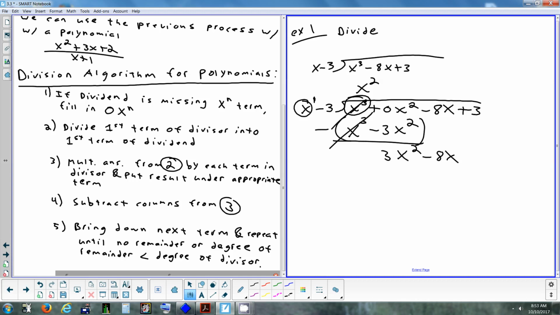Okay, so now let's divide x into 3x squared. So Trevor, divide x into 3x squared. What do you get? X and 3x squared.